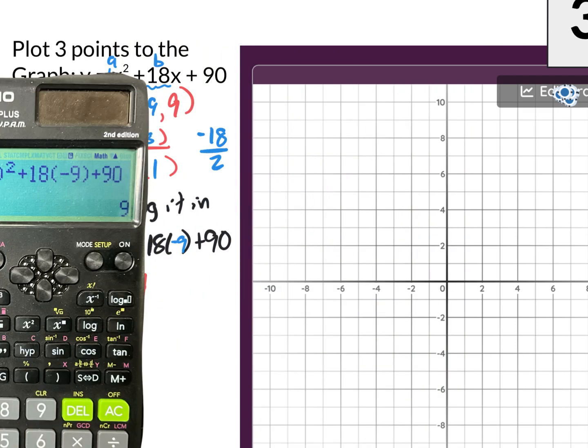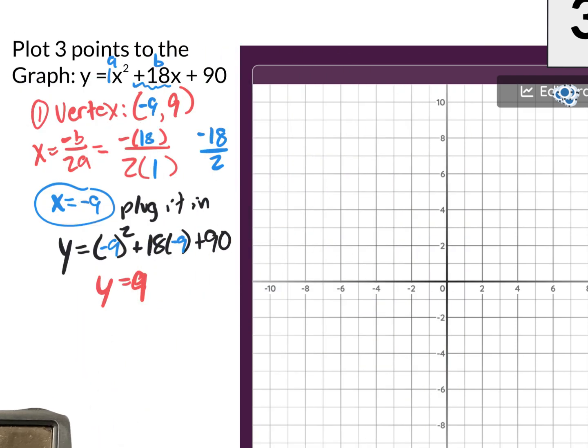So we can move this calculator out of the way since we already used it. So let's go to the location negative 9, positive 9. Negative 9, positive 9 is up here. That's your vertex. Now, we do know that it is opening up, okay? Now, a lot of people think, well, what the heck? We're not going to fit anything right here. But notice the instructions say only plot 3 points.